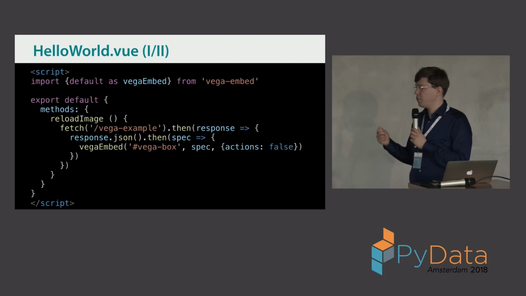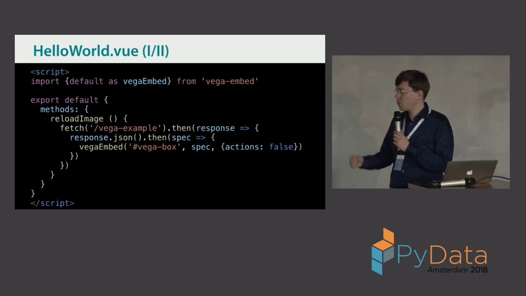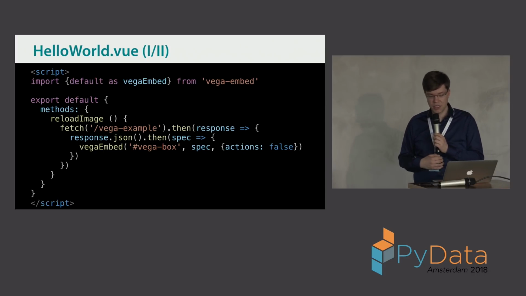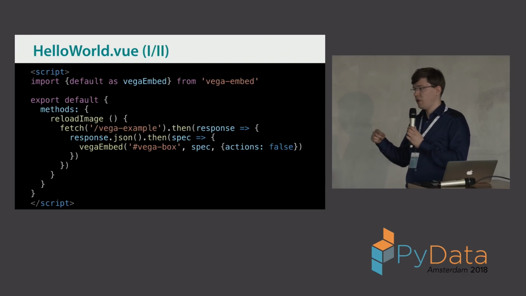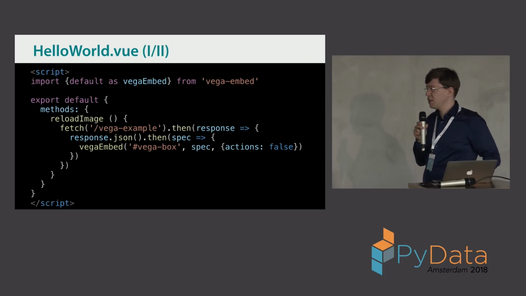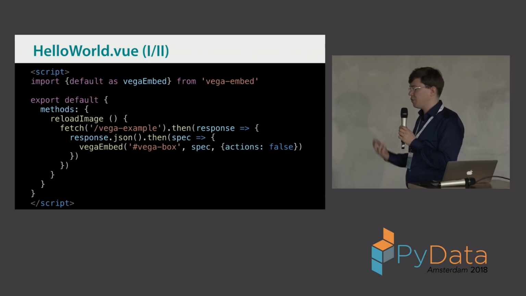The speciality about Vue is you have a dictionary in JavaScript where you define all the methods you will call. And we have here one method, it's called reload image. And we will call this method when we click on the button, which I made, reload. All of this does is call our endpoint, which in my case is Vega example. And when that endpoint returns a response, it parses it with the JSON parser and then passes it into Vega embed. Vega embed takes 3 arguments.